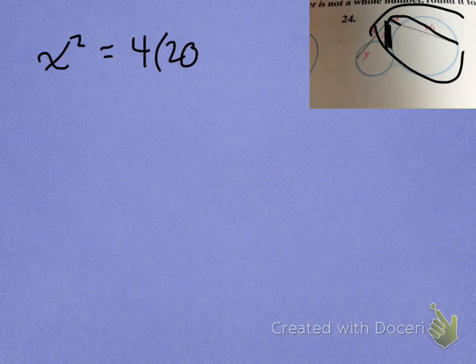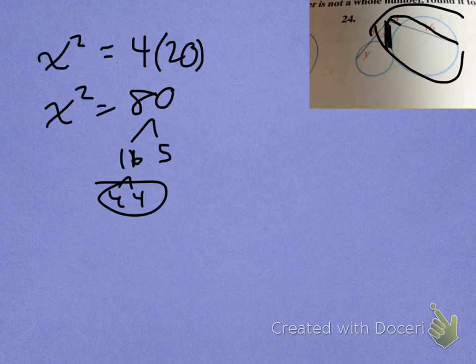So the top circle would give me x squared equals 4 times, so again, how we got the x squared was this length times itself, equals 4 times this whole length of 20. So we get x squared equals 80. Again, from part 1, you should remember this is 16 times 5, right? Which is 4 times 4. So you get x equals 4 rad 5.